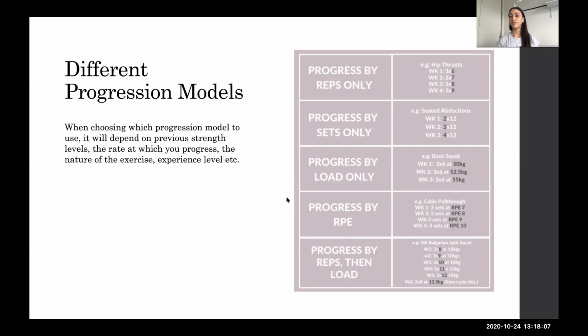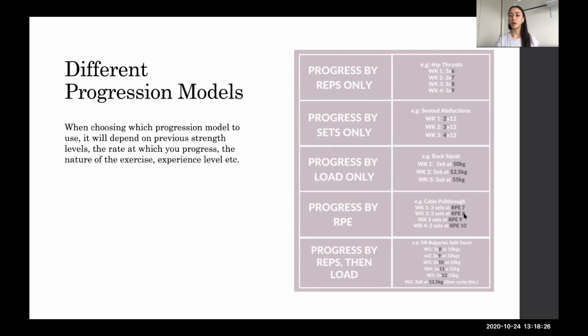So you might not feel like you can increase the weight on the squat by 2.5 kilos, but you might feel, okay, last week this was an RPE 8, but I just did my first set and it feels like it's an RPE 6 or a 7. I can definitely increase the amount of reps that I'm doing. So I'm going to bump that up.